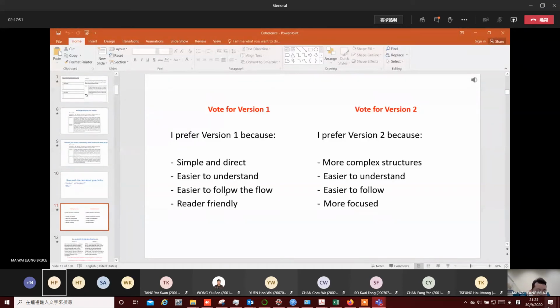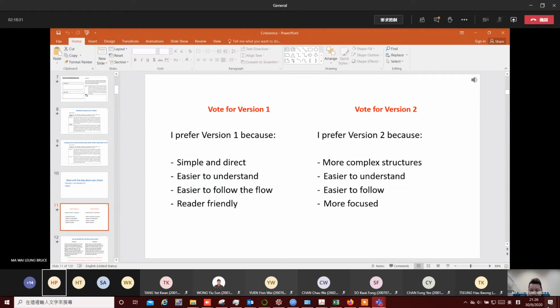Most students, also my students in the past, have the following reasons. I don't know if their reasons are yours as well. Students who prefer version 1 say it's simpler and direct, and easier to understand. They find it easier to follow and more reader friendly. I think you are on the same page with them. For some people, the minority, few students, they prefer version 2 because they find it has more complex structures and they find it easier to understand, easier to follow, and more focused.